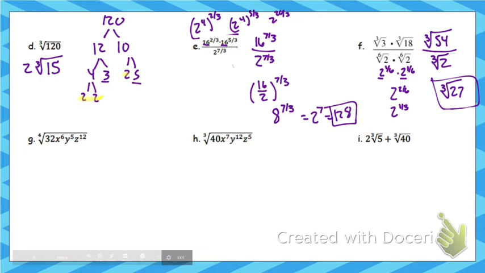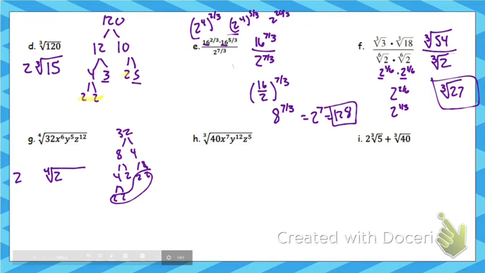All right, so let's start here with a number. The 4th root of 32, just like we did before. 4th root, we're looking for a group of 4s. I feel like I'm playing Go Fish. So I got a lot of 2s, but there are 4 2s at the bottom, so a 2 can come out, and I'll be left with a 2 on the inside.